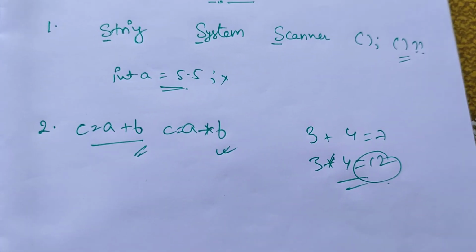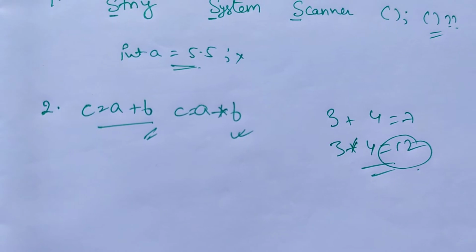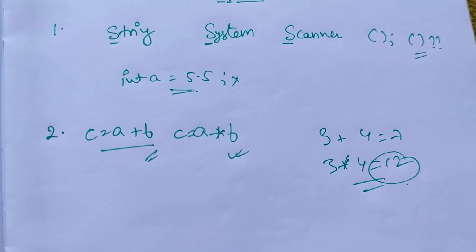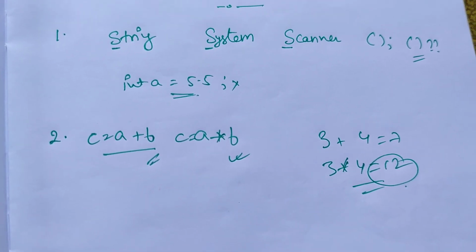So in a logical error, you are giving some wrong information to the compiler. So what will happen? The compiler will not understand what you want, what is in your mind. So that is called a logical error.